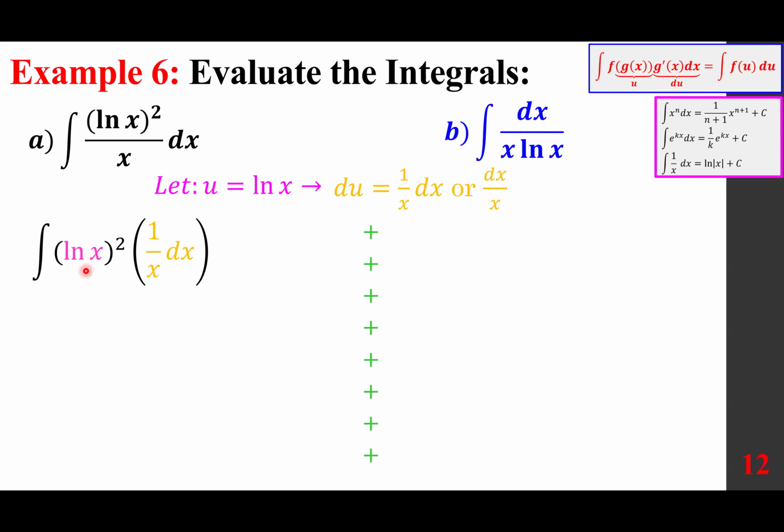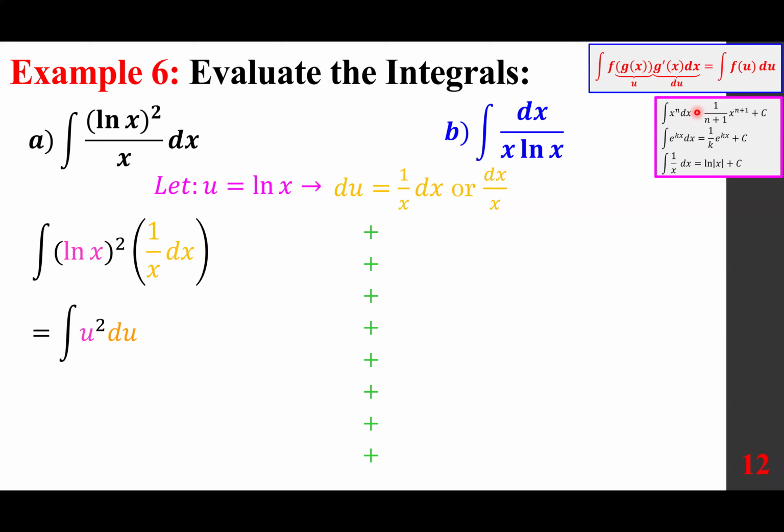One of them is ln x to the second power. One of them is 1 over x dx. Therefore, this is clearly u squared. This is clearly du. Again, the reason I go from here to here, just to make sure everybody can see this transition through the u substitution. I highly recommend you do that to make sure you know exactly what you're doing.